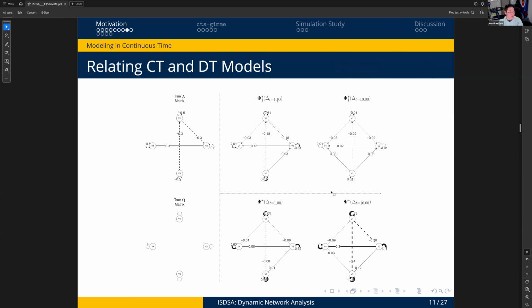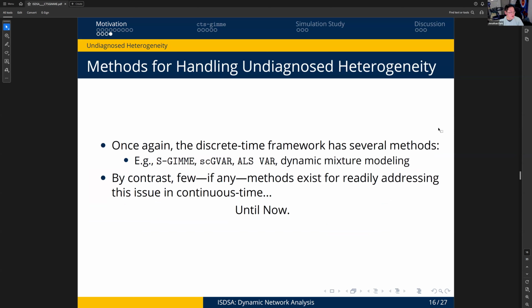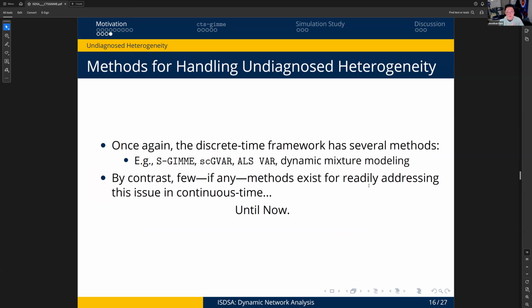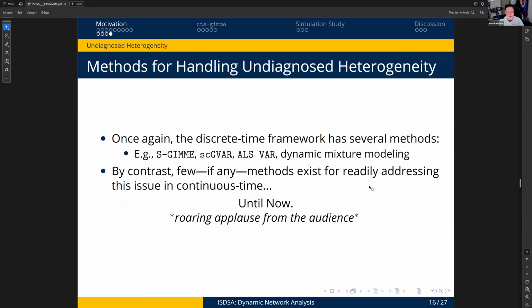I keep hitting up, and apparently up means skip up 5 slides. By contrast, there are very few methods that exist for doing this in continuous time. I made this joke when I gave this talk previously, but until now, and then there's roaring applause from the audience, and everyone's very happy.